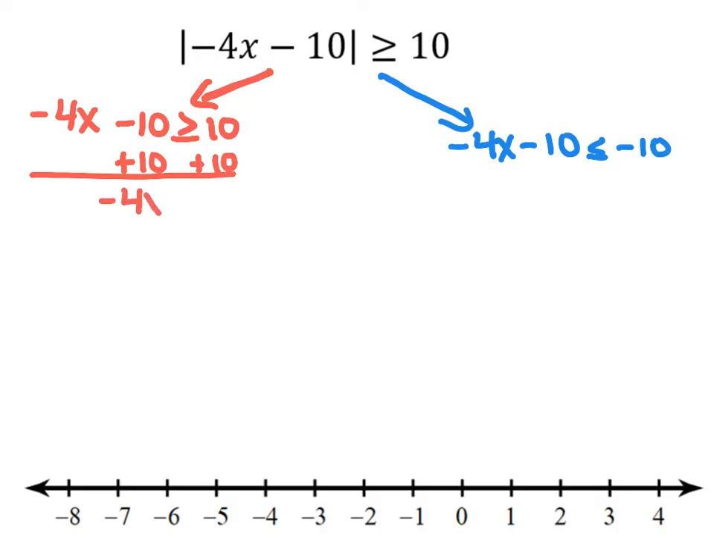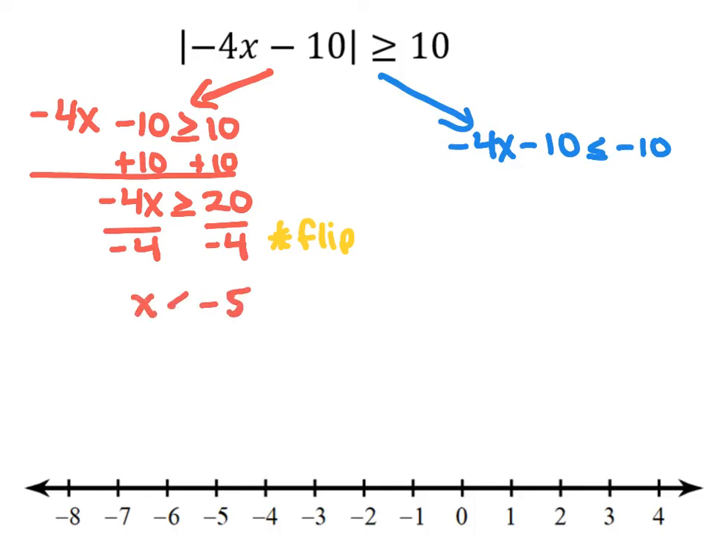So we get negative 4x is greater than or equal to 20. And then to solve for x, we'd have to divide both sides by a negative 4. However, when we divide both sides by a negative 4, you have to flip the sign. So my inequality becomes x is negative 5, and my inequality sign flips from the original being greater than or equal to, now it becomes less than or equal to.